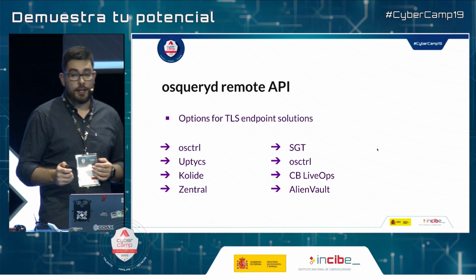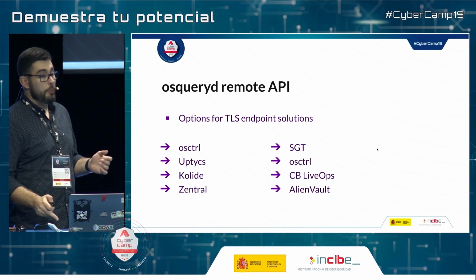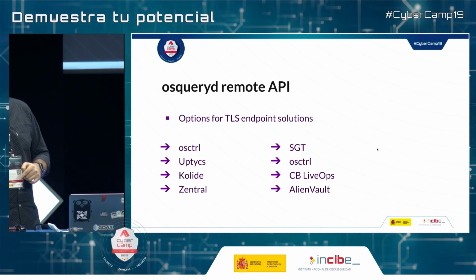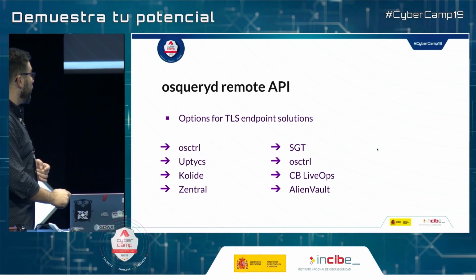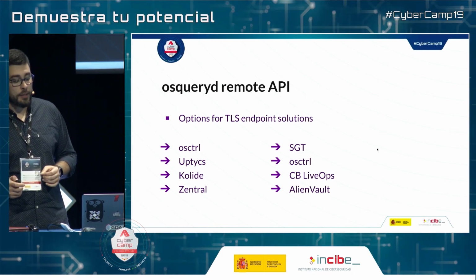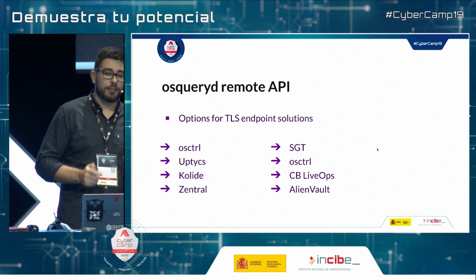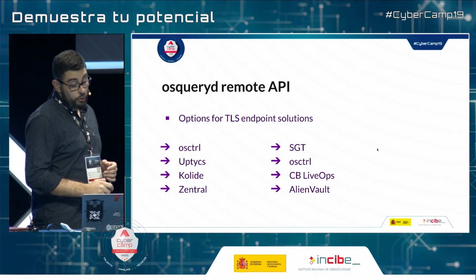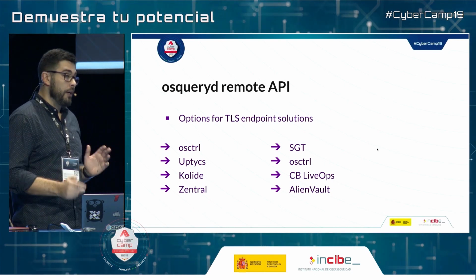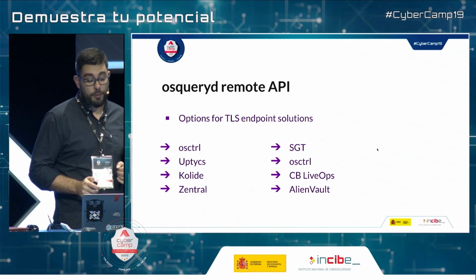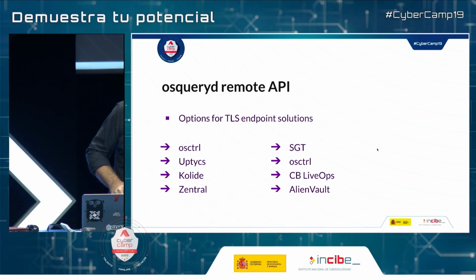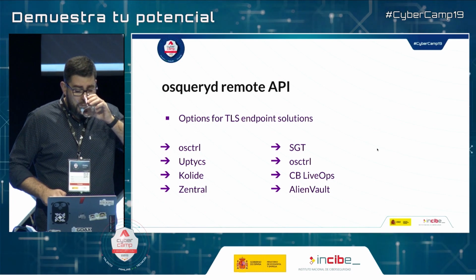So the solutions that currently exist on the market for a TLS endpoint, some are free and some you have to pay for. Osctrl is one of the first ones that came out, which is an IT management system. It's not very up-to-date at the moment. And Doorman was an interesting one. It was in Python. But they haven't done much maintenance on that for quite some time now.